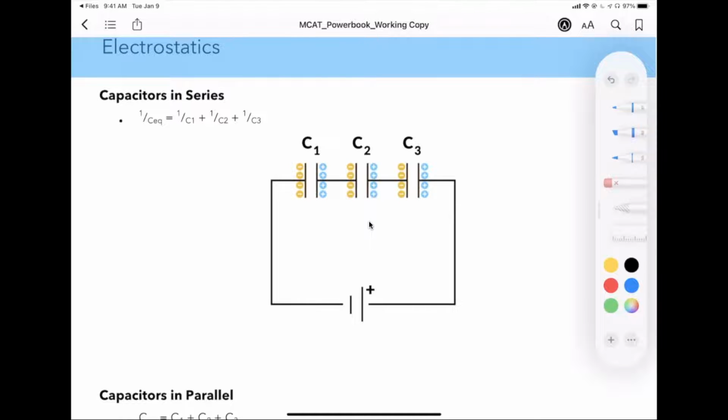So now, because Q equals CV, or rather, which is essentially the same thing, V is equal to Q over C, we can rewrite this as V equals Q over C equivalent, is equal to Q over C1, the capacitance associated with the first capacitor, plus Q over C2, the capacitance associated with the second capacitor, and then plus Q over C3, again, the capacitance associated with the third capacitor.